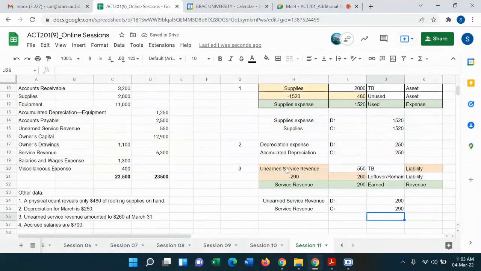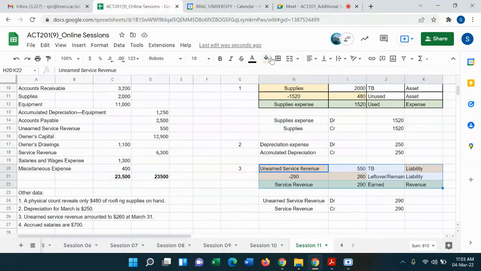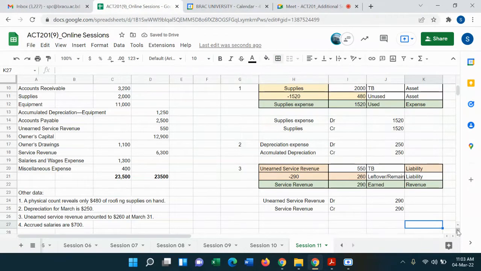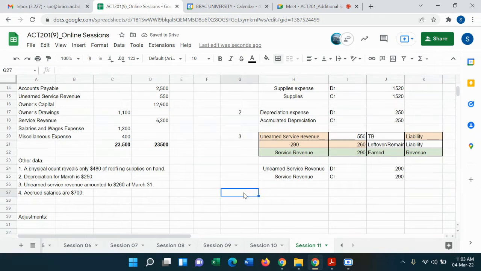So try to understand that calculation. If it is understandable to you, then everything is very easy. Last one, very easy. Accrued salary is 700. What does accrued mean? Unpaid. That means salary is incurred but not paid. It's a general journal. We did not record it yet.